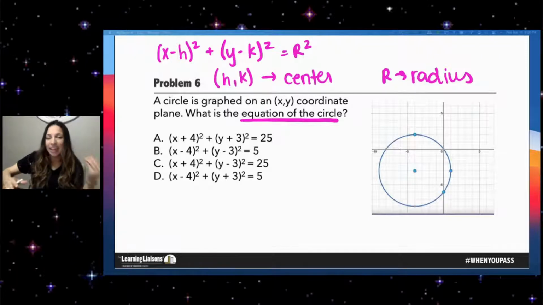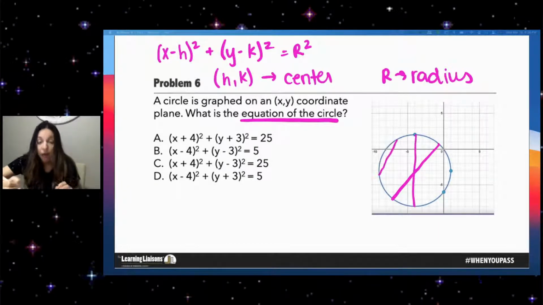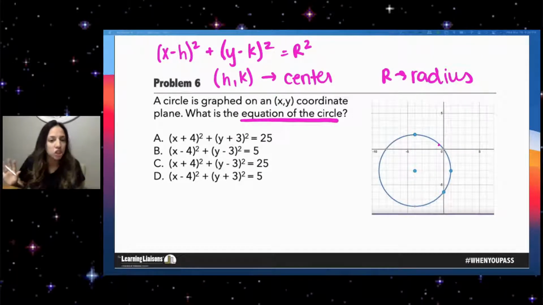What is a diameter? A diameter is the distance from one point of a circle to another that goes through the center. So that's a diameter. That's a diameter. That is not a diameter. Even though it goes from one point of the circle to another, it doesn't go through the center, so it's not a diameter. So that's just a little extra information.